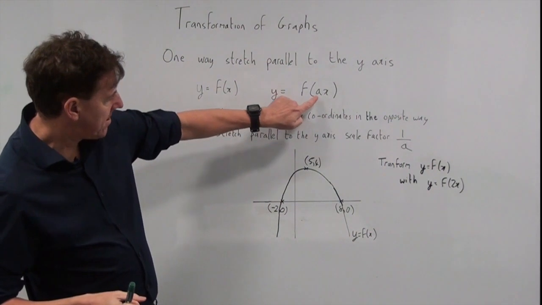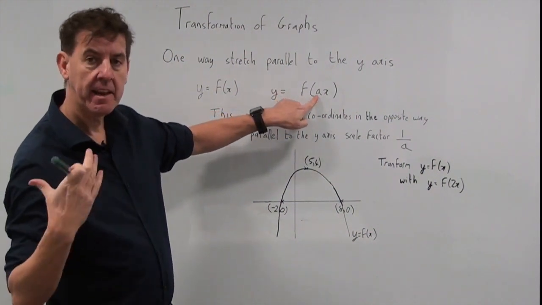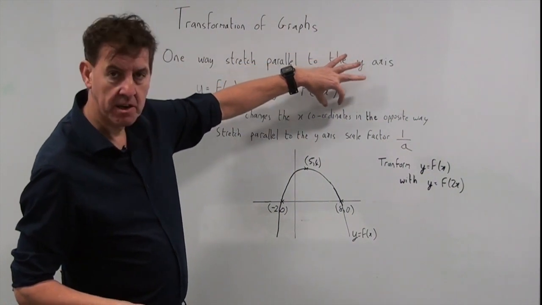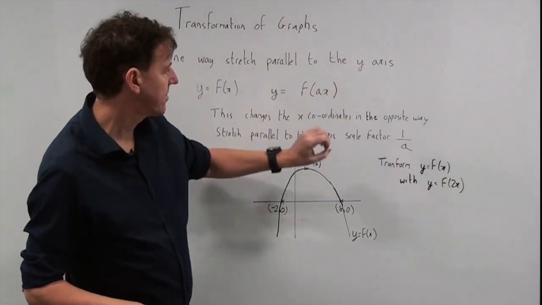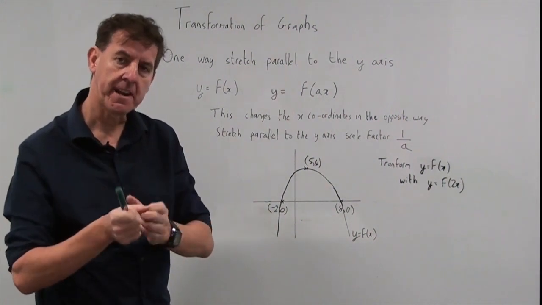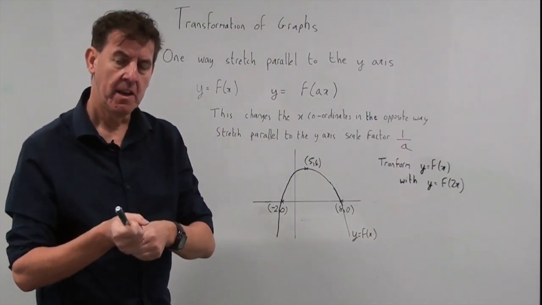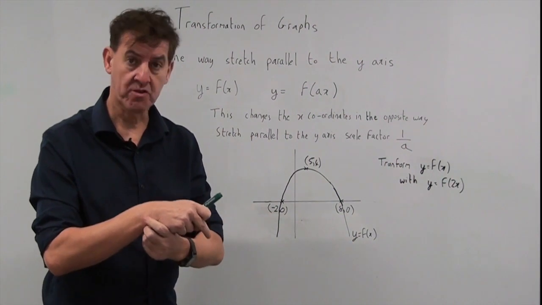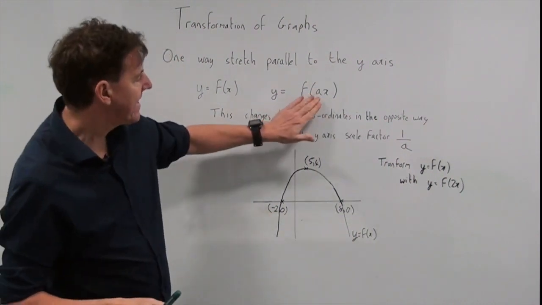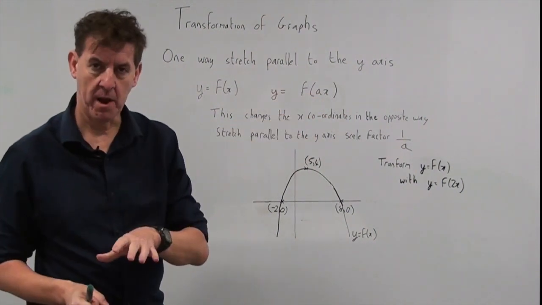If you just have a look, that number, remember I know it's a letter, but that letter is standing for any number, is inside the function. It's not on the outside of the function, it's actually within the function. So if it's within the function, it affects the x coordinate. Very similarly to that last translation I showed you, it actually affects the x coordinate in exactly the opposite way.